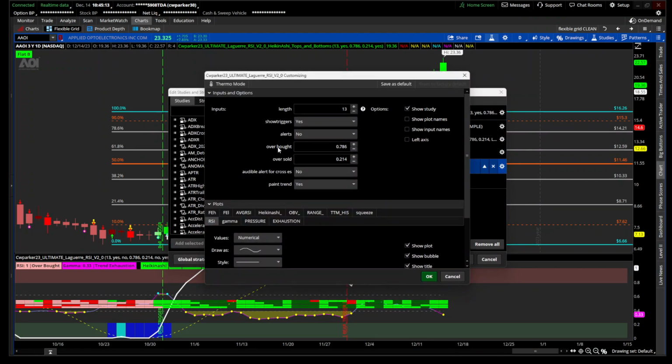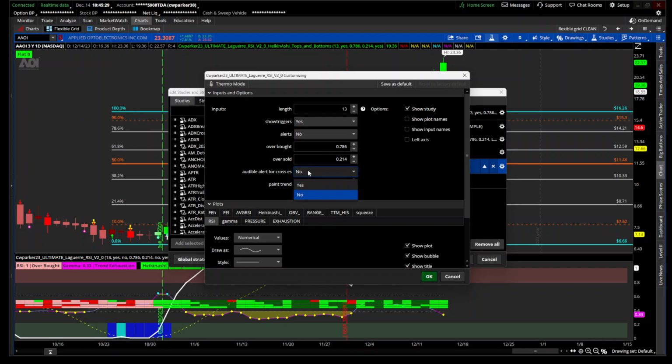And that's one of the things you'll see with other Laguerre RSIs. You won't be able to change the overbought levels. The normal overbought is 0.8 and the oversold is 0.2. Here you can change to whatever you want. I changed it to Fibonacci numbers. So that's why I like it.